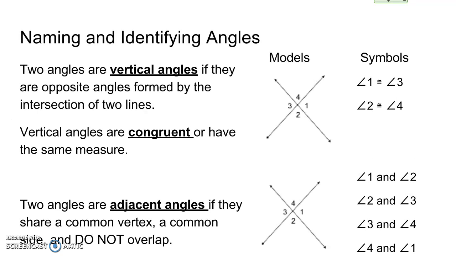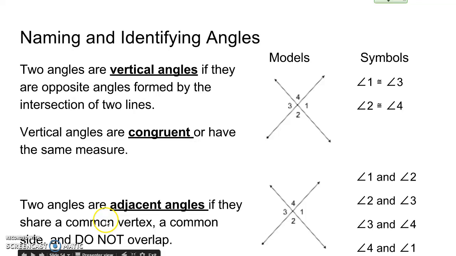Next, you need to know different ways to classify pairs of angles. So first, two angles are vertical angles if they're opposite angles formed by the intersection of two lines. So vertical angles would be like angle 1 and angle 3. That would be a pair of vertical angles. They're opposite from each other. 2 and 4 would be the other pair of vertical angles. And remember that vertical angles are congruent. That means they're equal. So if angle 2 here was 70 degrees, that means angle 4 would also be 70 degrees.